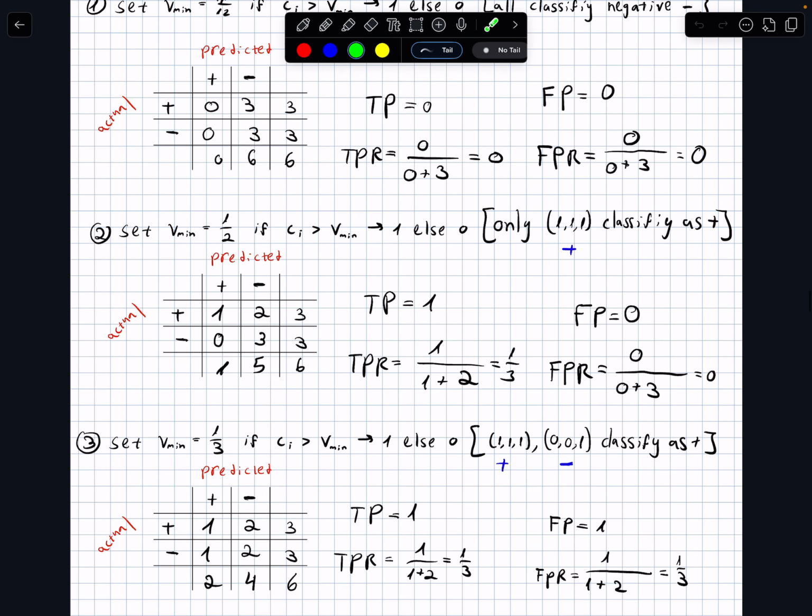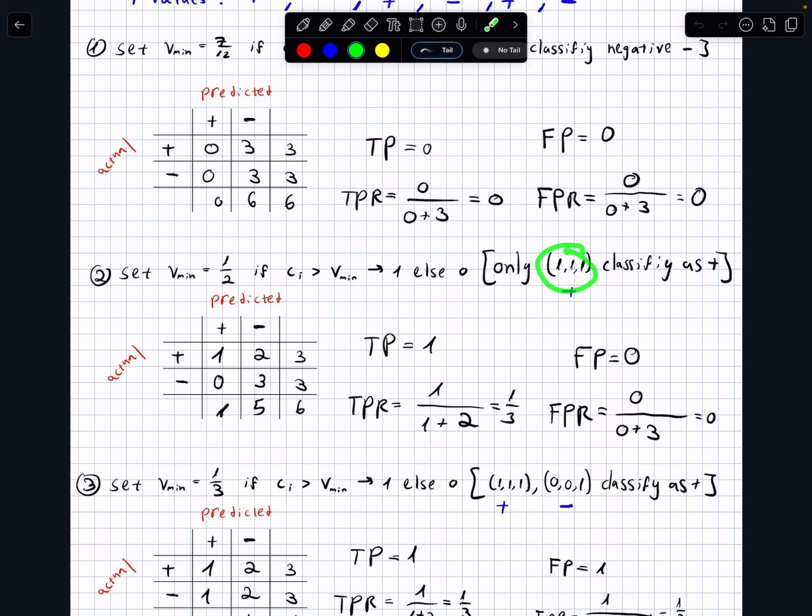So let's keep going. What I did was change the cutoff to be a half. Now we only classified this row as plus, which is already plus, meaning now we have this matrix. The true positive is 1, the false positive is 0. We calculate the true positive rate to be 1 divided by 1 plus 2, which is a third. The false positive rate will be 0 divided by 0 plus 3, which is again 0.